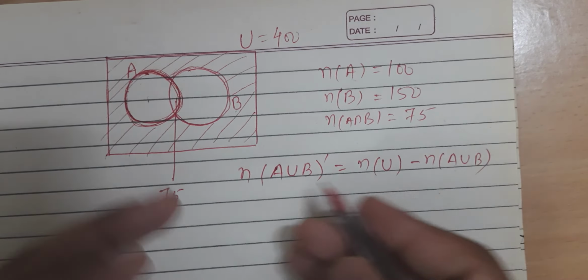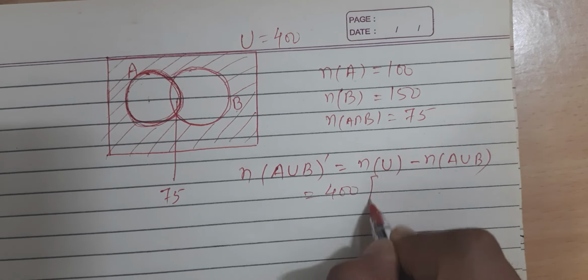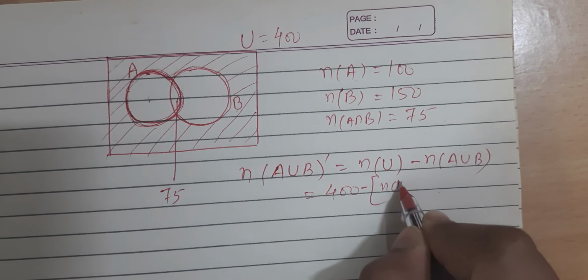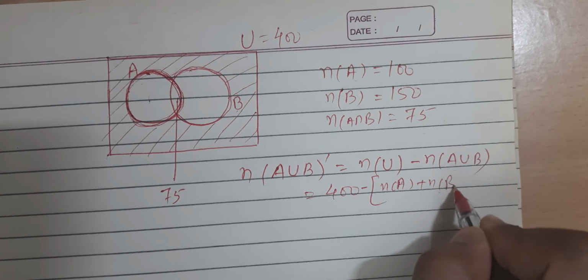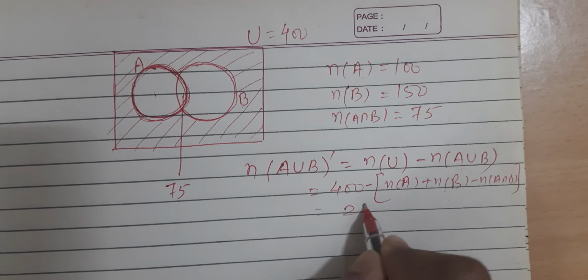So now we'll put all the values. This is given 400, and here we can use the same formula, N(A) plus N(B) minus N(A intersection B), and when we put all the values we will get the same answer.